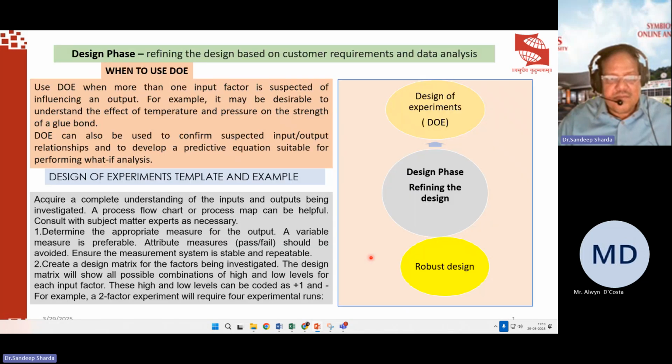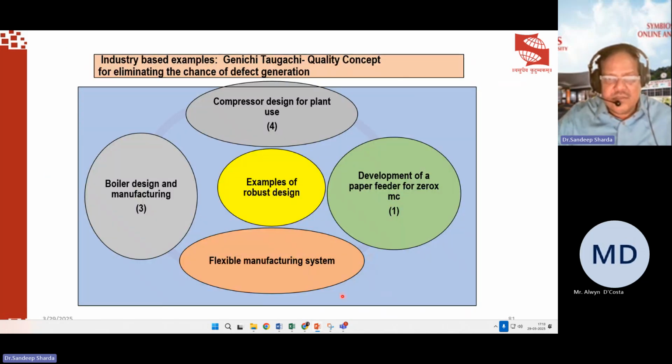Now, industry-based examples from the Genichi Taguchi quality concept for elimination of the chances of the different variations: one is a compressor design for plant use, then development of the paper feeder for the Xerox machine, flexible manufacturing systems, and boiler design and manufacturing. These are some examples where robust design is going to be applicable, like the development of the paper feeder for the Xerox machine.